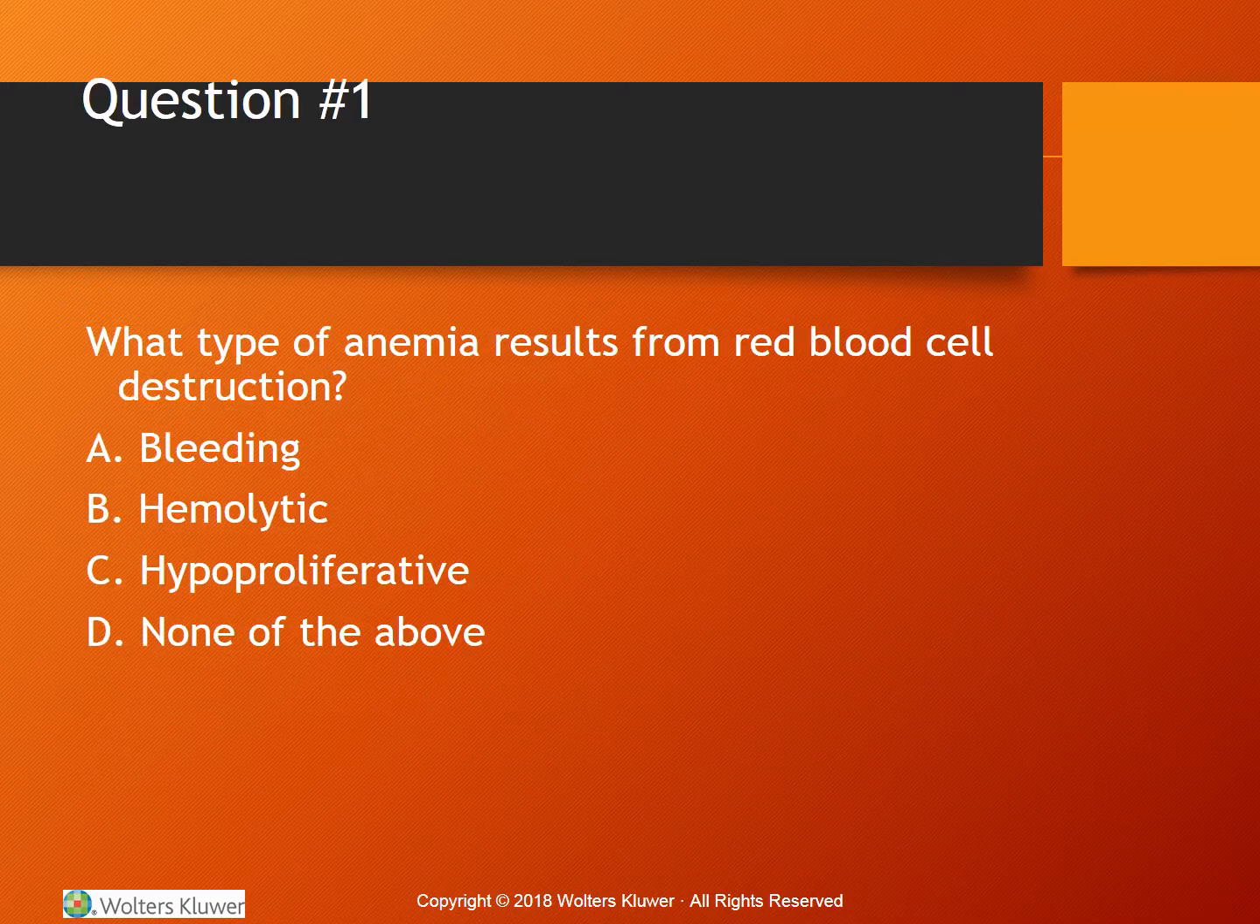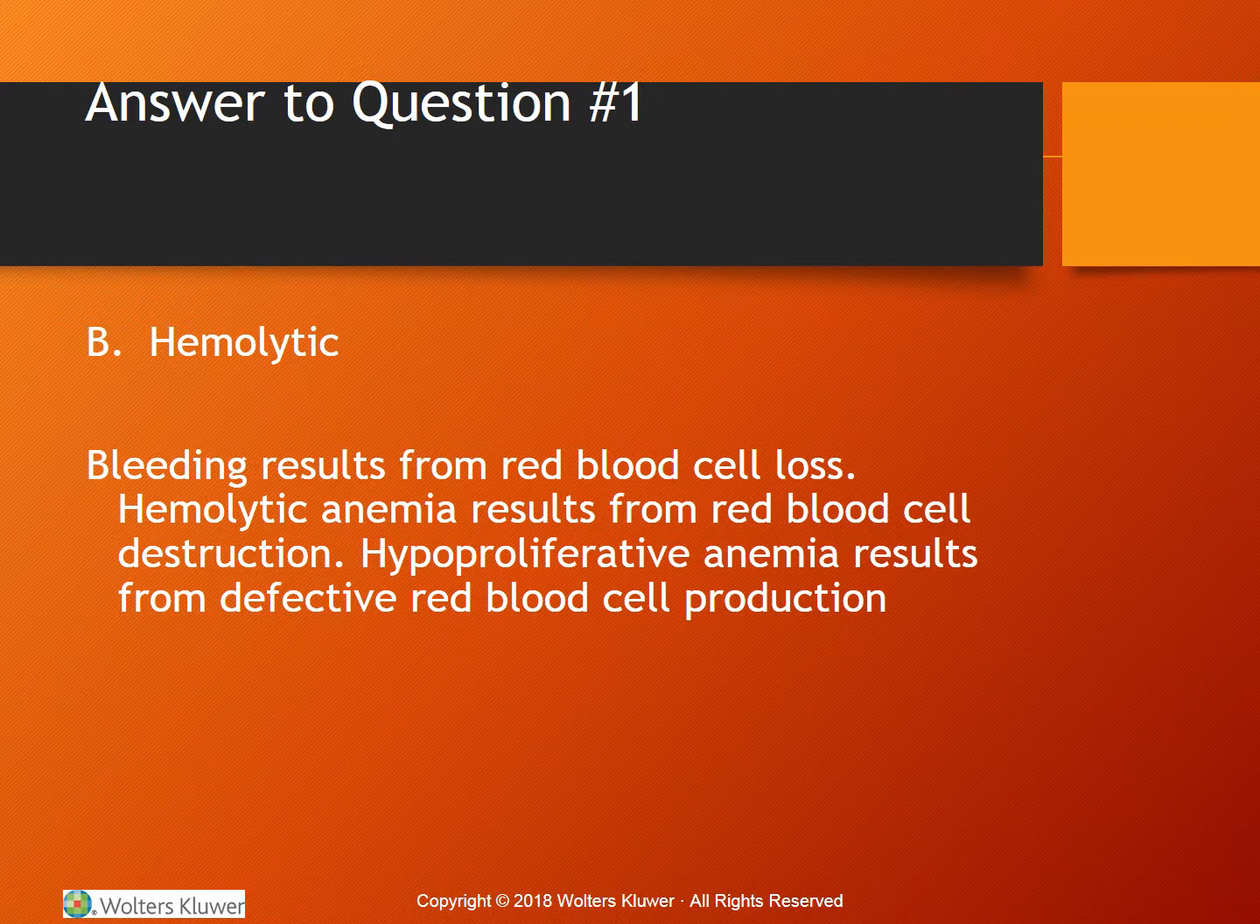So, what type of anemia results from red blood cell destruction? Is it bleeding, hemolytic, hypoproliferative, or none of the above? Your answer should be hemolytic. Bleeding results from red blood cell loss, not destruction. Hypoproliferative results from defective red blood cell production.